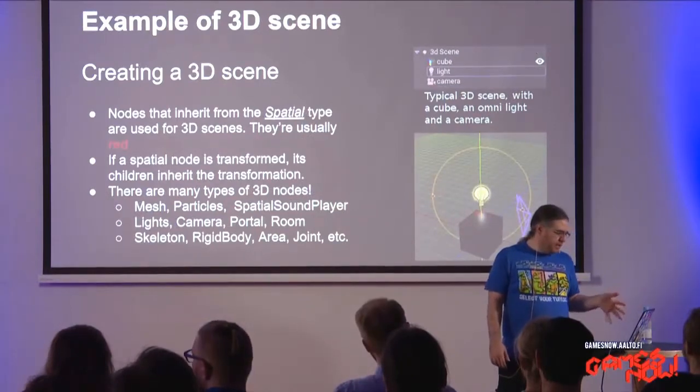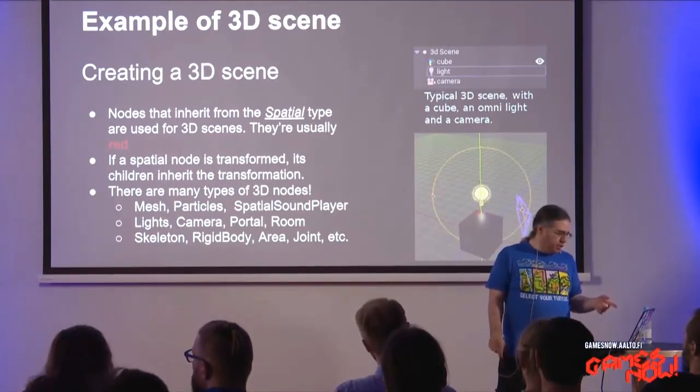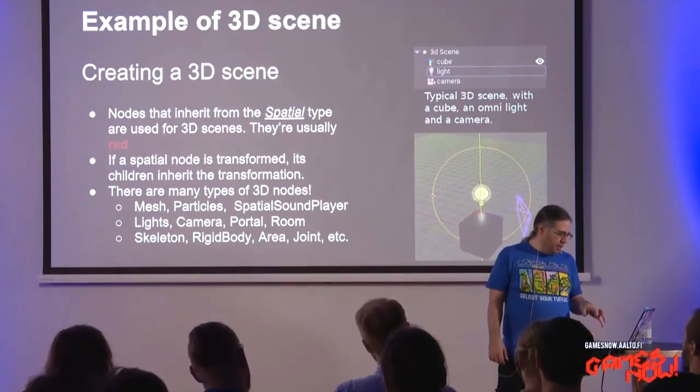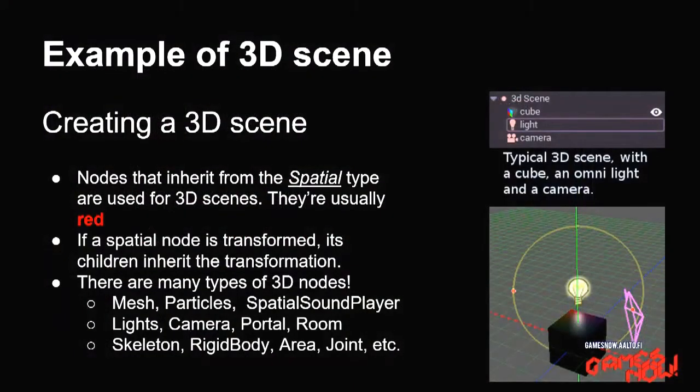For 3D, it's a similar situation. The spatial node is the root of all the 3D nodes. They have position in 3D space. They're red usually in the editor, and it's the same. When you move one node, all the children move with it. All the children are in the same 3D space, and we have all the types of 3D nodes: particles, mesh, lights, cameras, etc.